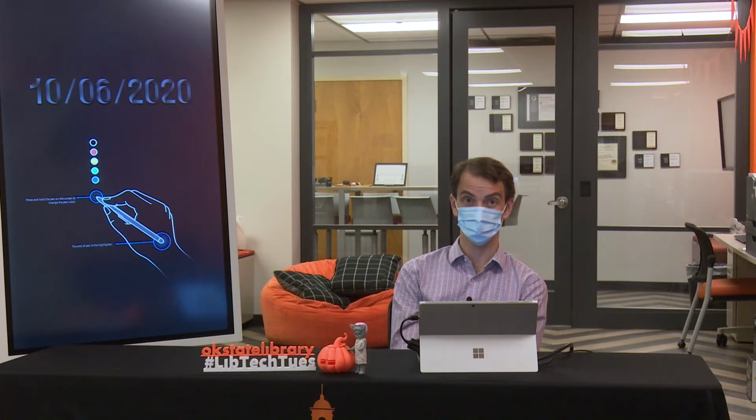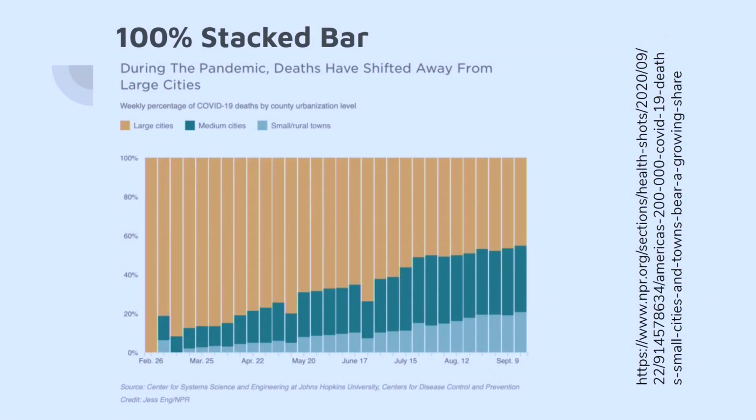This is a time series represented as a 100% stacked bar chart. These different colors show what percentage of the weekly deaths from COVID-19 is broken down by the levels of urbanization within that county. What this shows is that since February, since the beginning of the pandemic, large cities have borne a much smaller share of the percentages of deaths versus medium-sized cities and smaller cities.